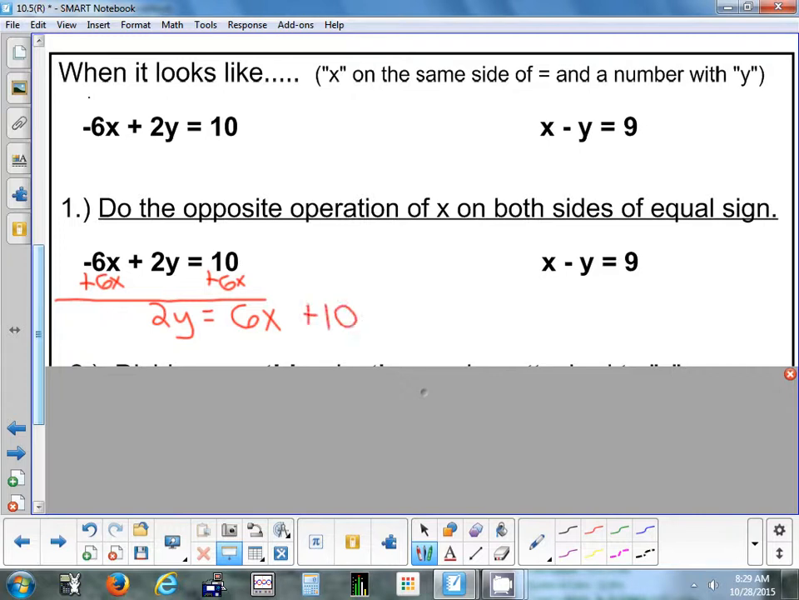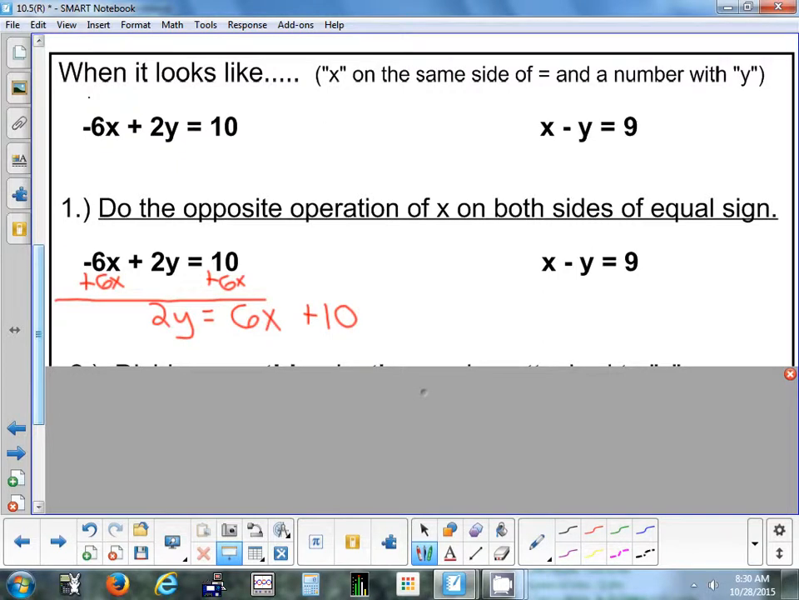So for this one, I'm in good shape. I'm not done yet. Who can tell me why I'm not done yet with this one? How come I can't graph that yet? Anybody know why? Caitlin. Y is not by itself. How come, Caitlin? Because it's attached. There's a 2 with it, right? So I'm not done yet. We're going to get to that in the next step.